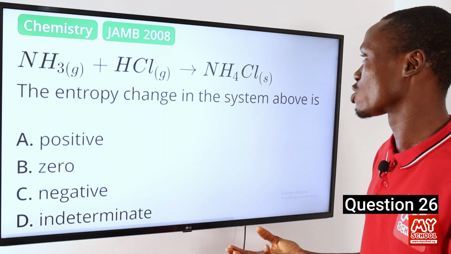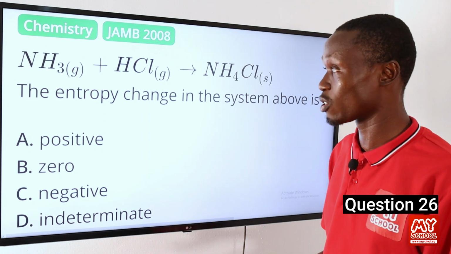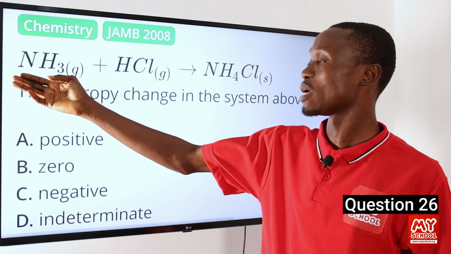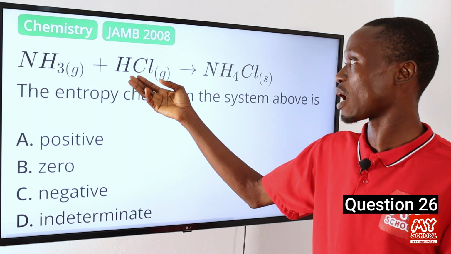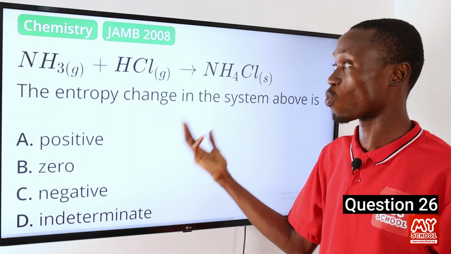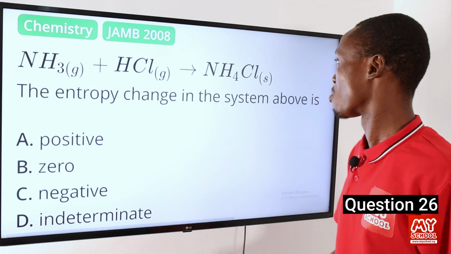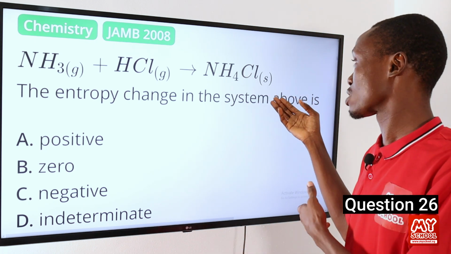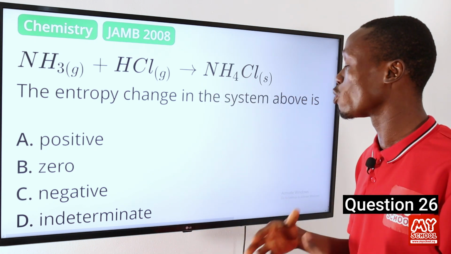Or you can as well perform some calculation here. Number of moles of ammonia here is 1. Number of moles of hydrogen chloride gas here is also 1. So add it together, that will give us 2, right? While on the product side, we only have 1 mole of ammonium chloride.